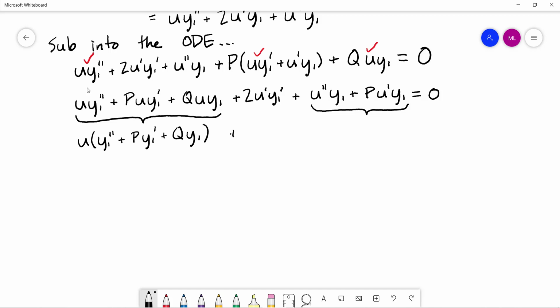Let's do the same thing over here, so I'm not touching this one. But this last one, let's factor the y1 out. So this one will be u double prime plus p u prime times y1. Good enough for now. And actually, if I'm clever, well, yeah, that's fine. We can do it like this for now.